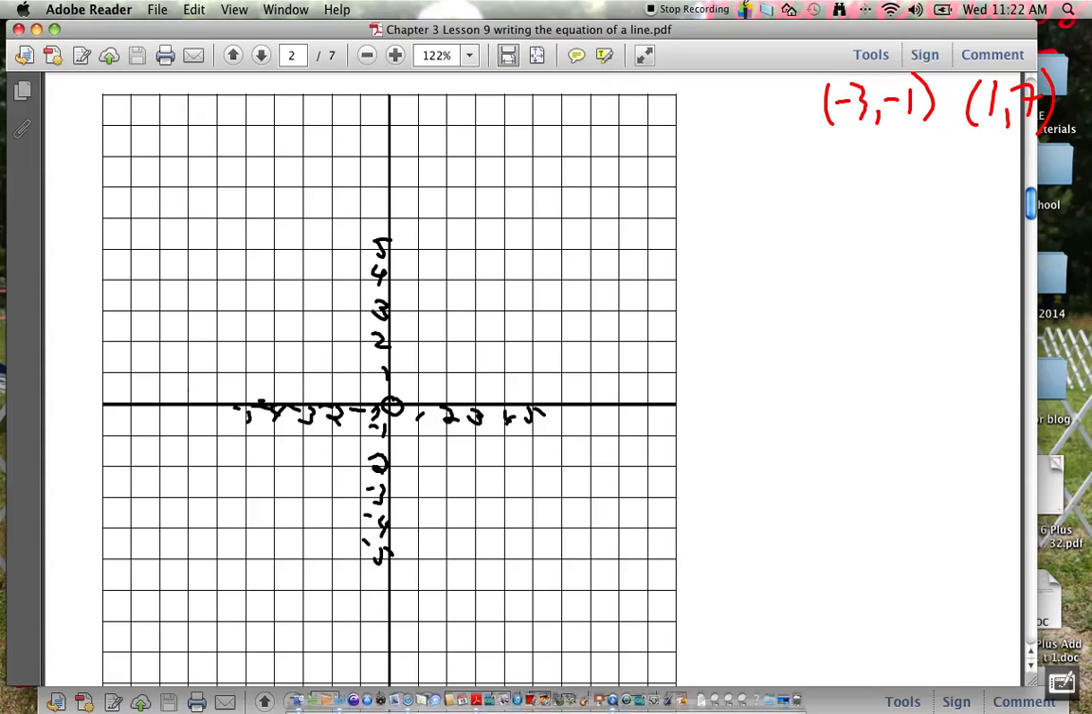Okay, so if I put -3, -1, that's going to be right down here. Did you get that one right? Good. And then 1, 7 is right here. I was going to ask, how do you get an equation out of that?